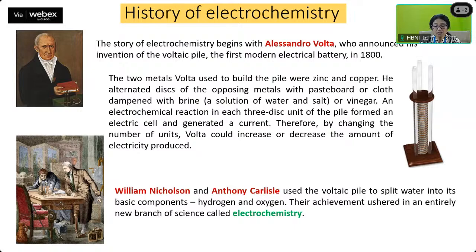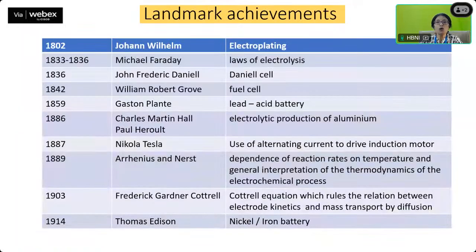After this, William Nicholson and Anthony Carlisle used the voltaic pile to split water into its basic components, hydrogen and oxygen. Their achievement ushered in an entirely new branch of science known as electrochemistry, which we all have studied quite a lot during our 10th, 11th, and 12th. Sometimes people have also done it in their undergraduate or postgraduate, but we will be building up on all that. So for the first 10 to 15 minutes, we will just refresh our memory on what was done, and then we will build up on that knowledge.